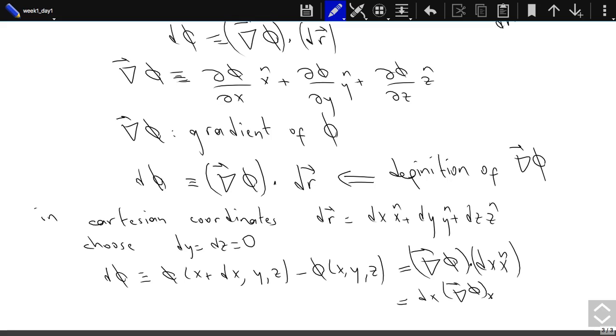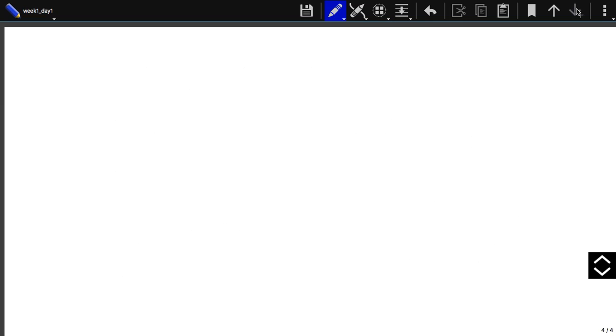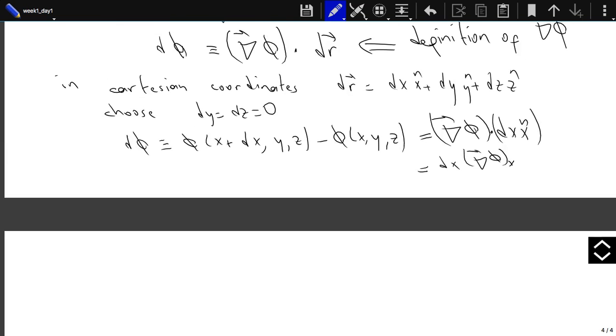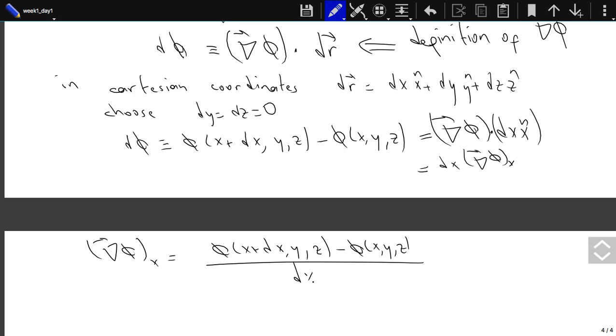Because if I take a vector and take its scalar product with x hat, it just gives me the x component of that vector. So the only thing left is just divide both sides by dx. So gradient of phi, the x component, should be equal to phi of x plus dx, y and z, minus phi of x, y and z, divided by dx. But this is nothing but the definition of the partial derivative with respect to x.